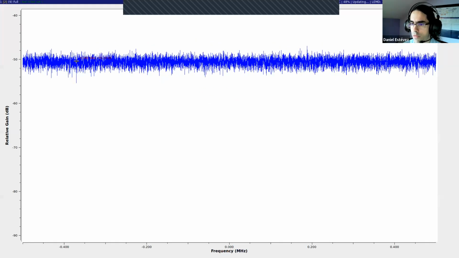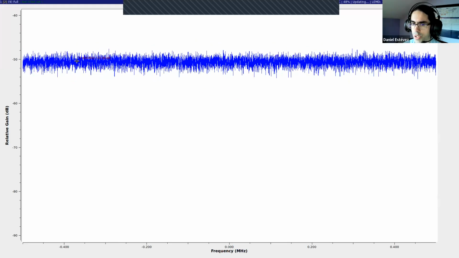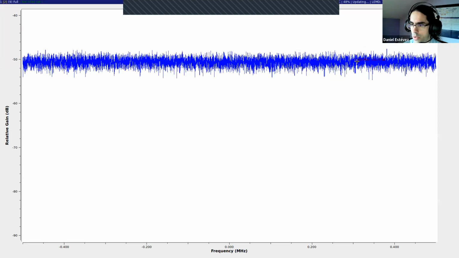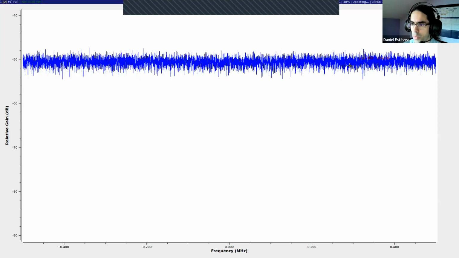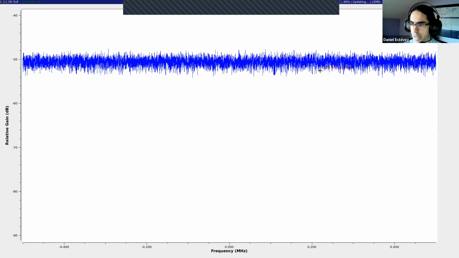Okay, so so far this is not so interesting. This is just the noise floor of our simulated receiver. What we are going to do next is to simulate a narrowband signal.